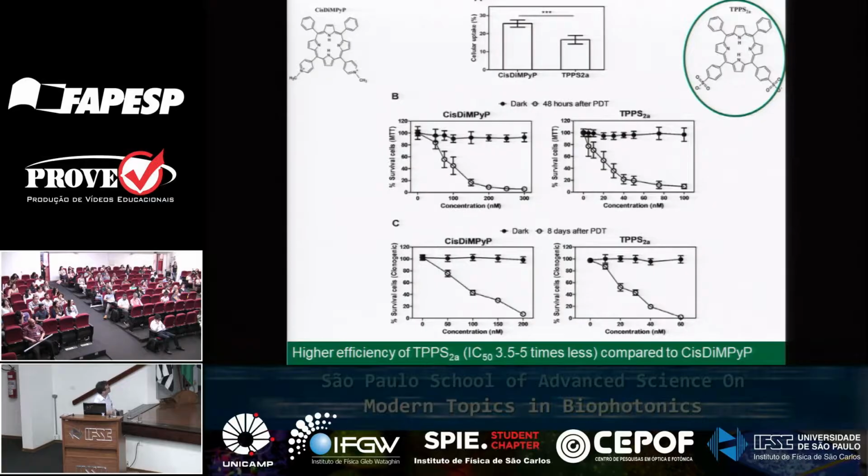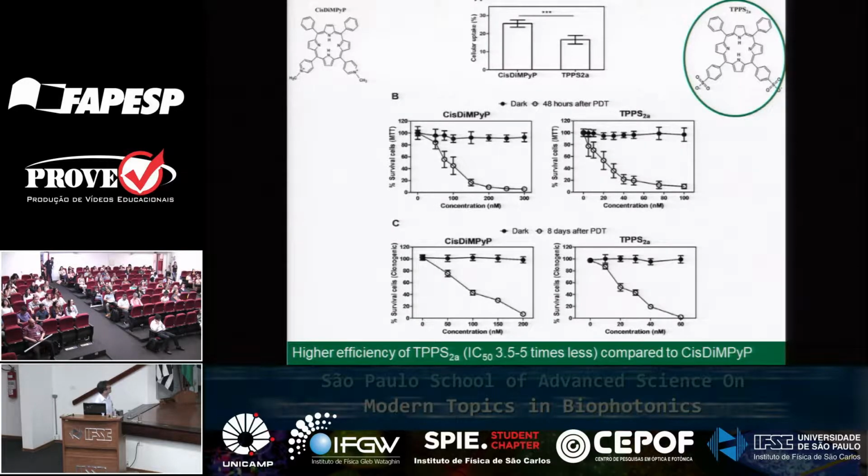So you see that in the dark they do not respond. We are talking about low, nanomolar concentrations. But if you irradiate, both of them kill the cells. But look at the IC50 here. It's at around 20, and this is around 100, okay?